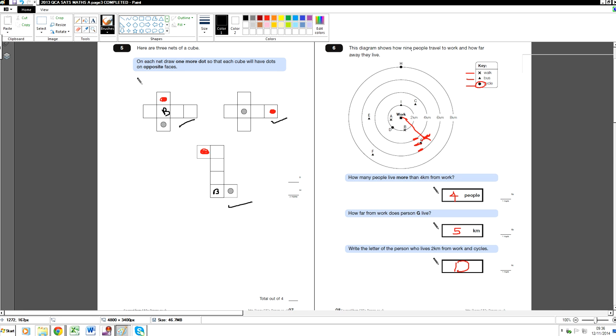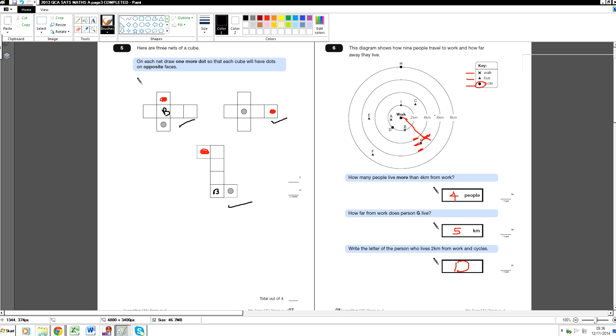Question number 6. The diagram shows how 9 people travel to work and how far away they live. So walk, bus, cycle. Now the reason why you can see all this annotation on here, as I said, this was done previously. We had a technical issue where the recording stopped after question number 6. So we're coming back through it now, and I'm now giving a voiceover and explaining what we've done. How many people live more than 4 kilometers from work?